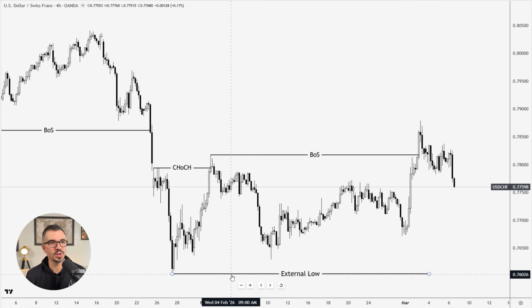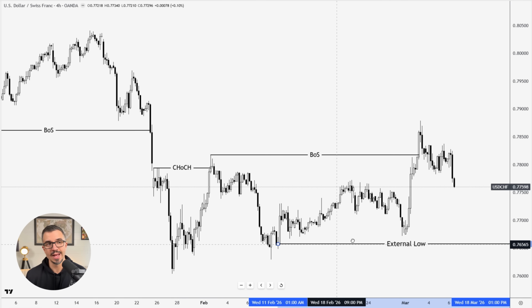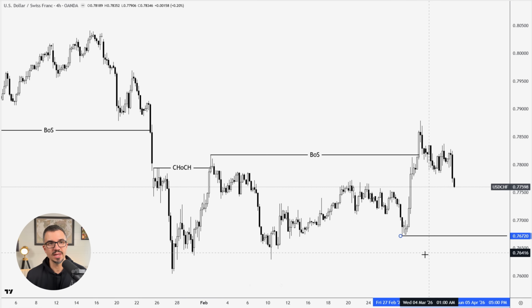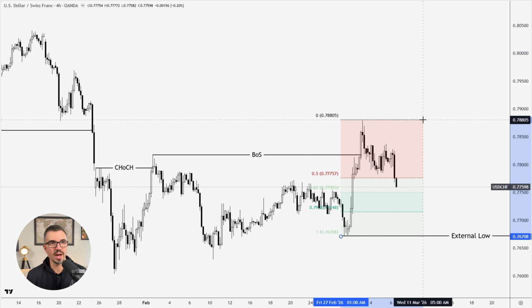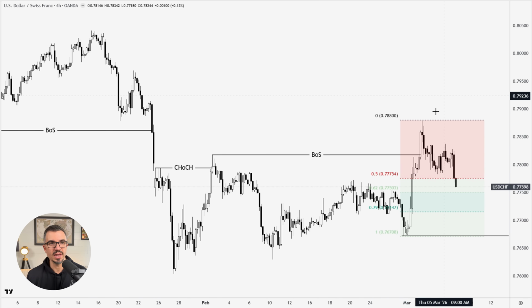Okay, so let's go ahead and change this because I still have it down here at this low, since I really haven't traded this pair. You can see that this low down here is our new external low. So what that means is that if we take our fibs once again from the low to the high, you can see that OTE comes in down here.